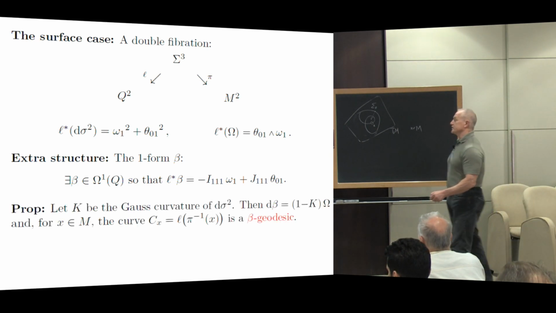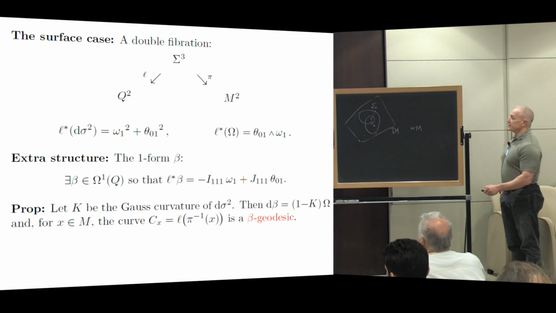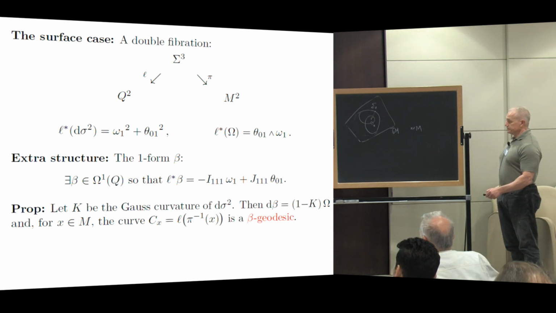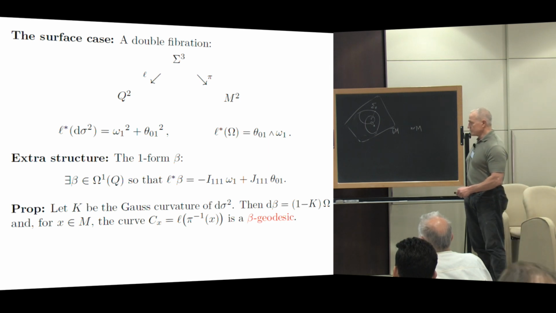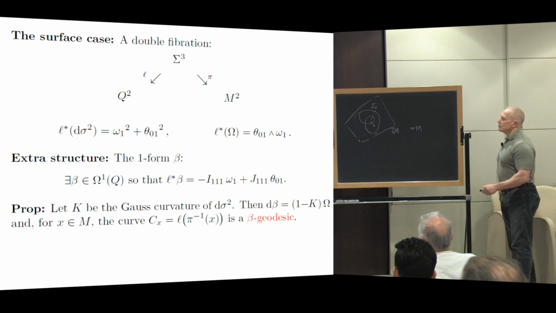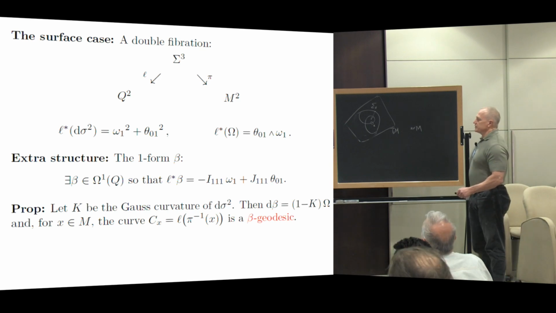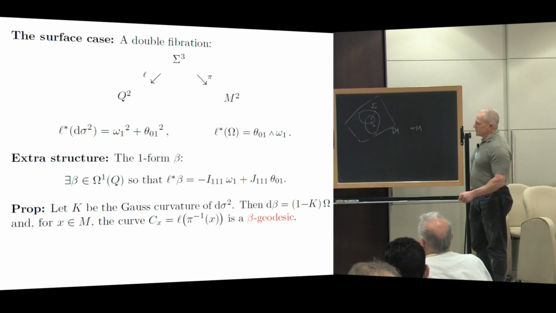In fact, the structure equations tell you this: if you take the Gauss curvature of this metric, then d beta is actually 1 minus the Gauss curvature times the area form on omega.